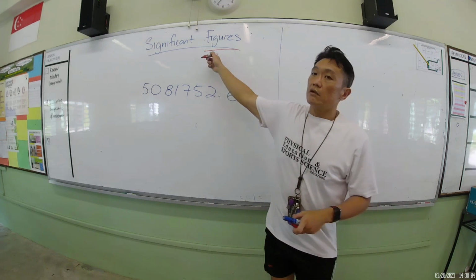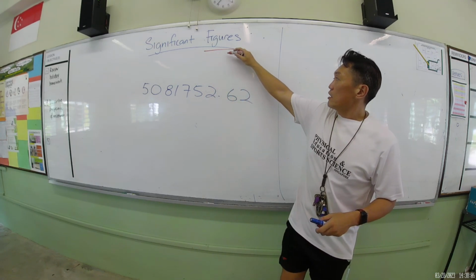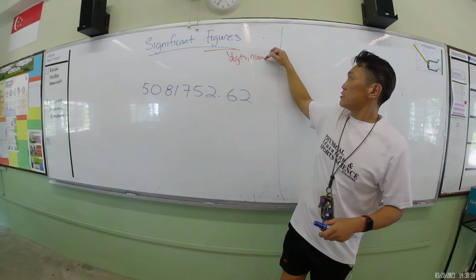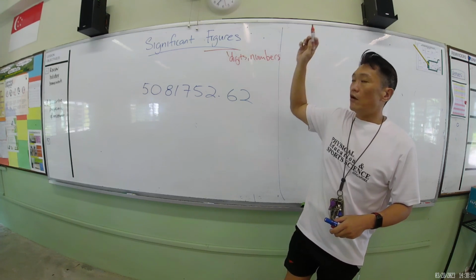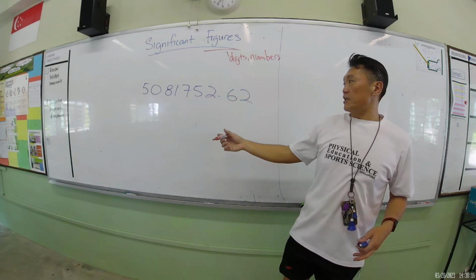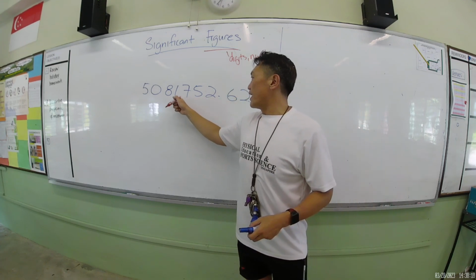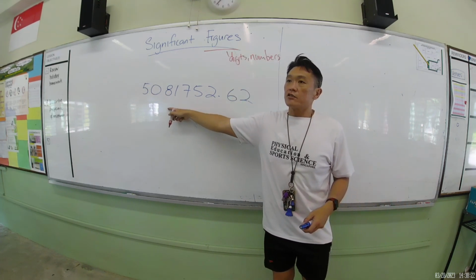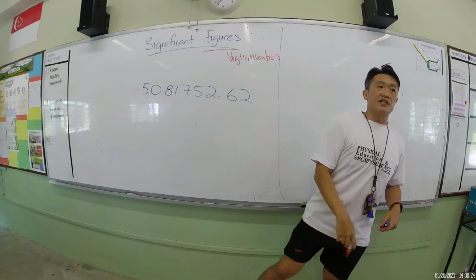Figures. It means the digits or the numbers. So how many digits are there? That means how many figures? 1, 2, 3, 4, 5, 6, 7, 8, 9. Altogether there are 9 digits here. So altogether there are 9 figures here.